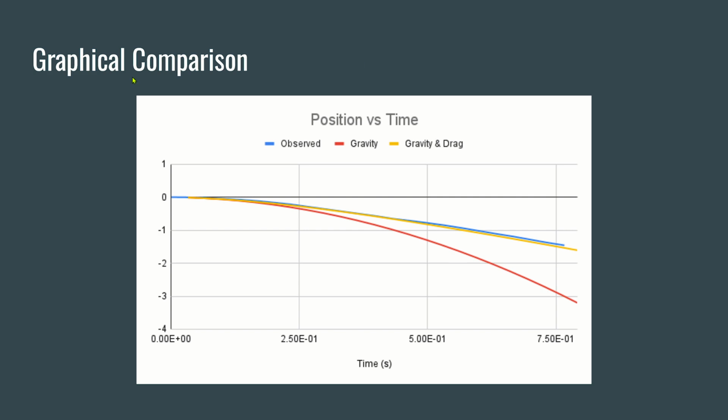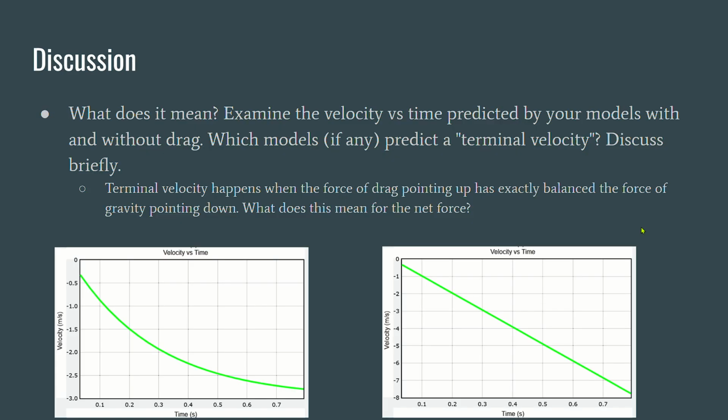And here's the graphical comparison between the two models and the observed model. As you can see, the model with gravity and drag is more accurate and closely resembles the observed model compared to the gravity only model, which is shown in red.